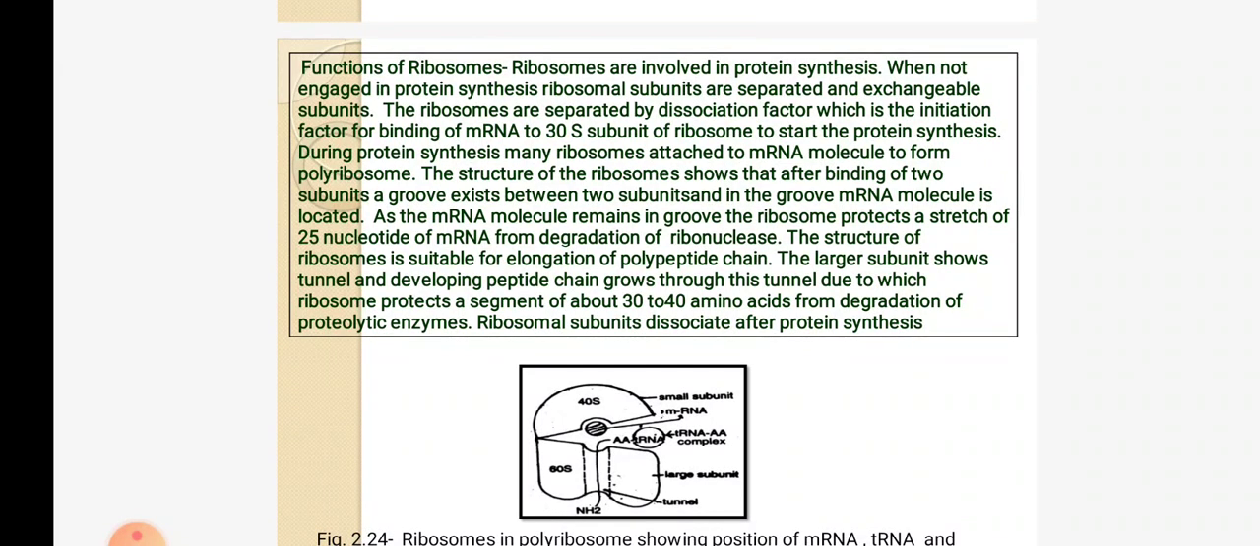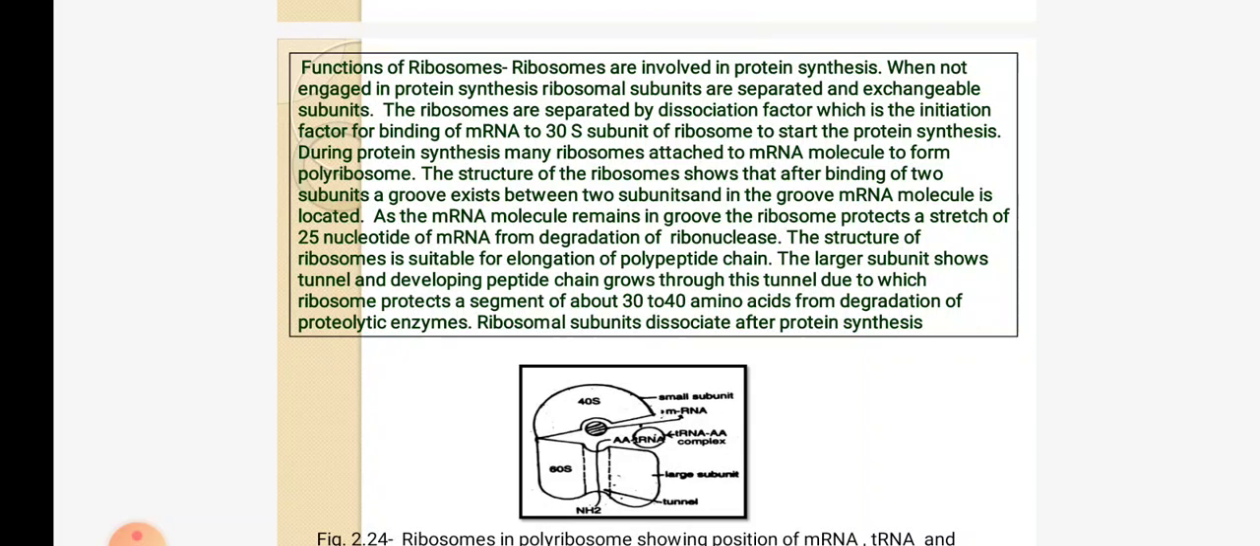In this slide, we will learn about the functions of the ribosomes. Ribosomes are involved in protein synthesis. When not engaged in protein synthesis, ribosomal subunits are separated and exchangeable. The ribosomes are separated by a dissociation factor, which is the initiation factor for binding of mRNA to the 30S subunit of the ribosome to start protein synthesis.